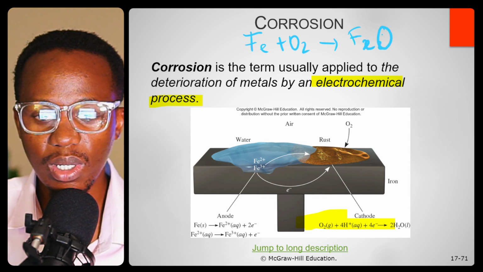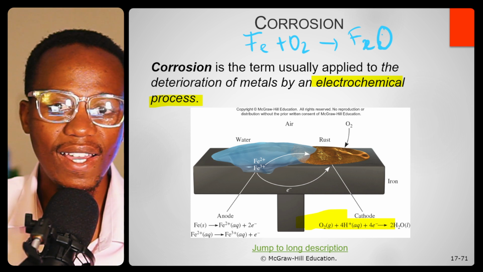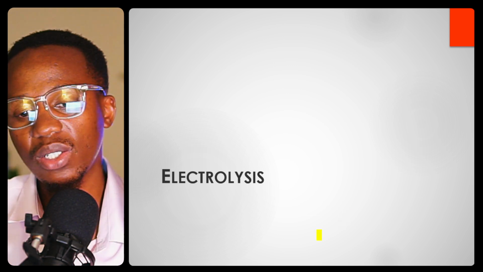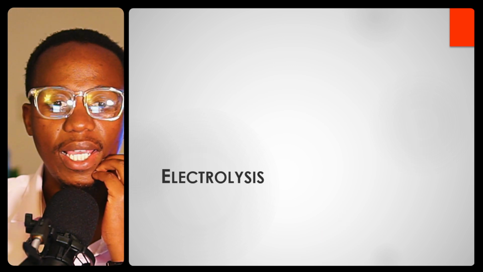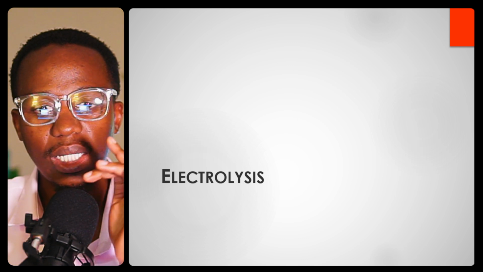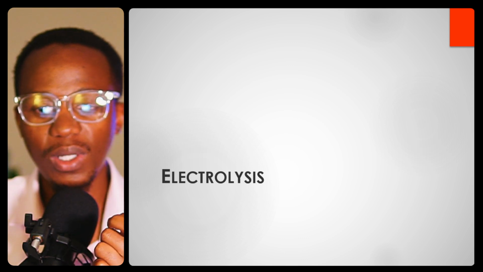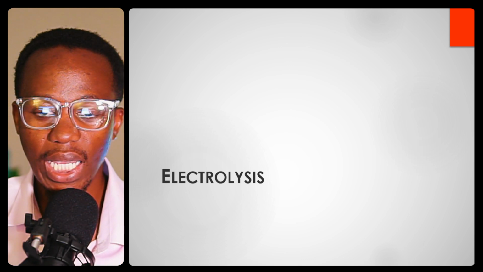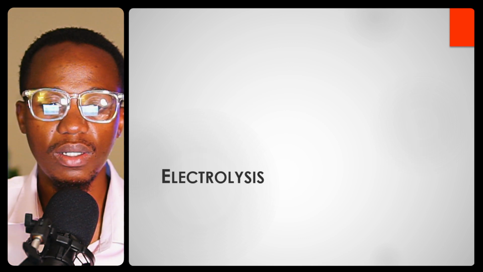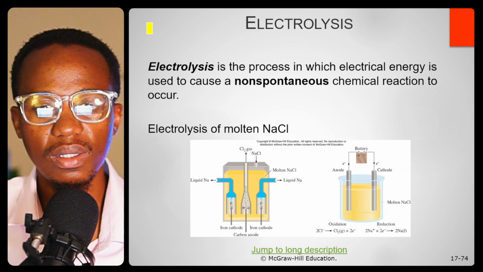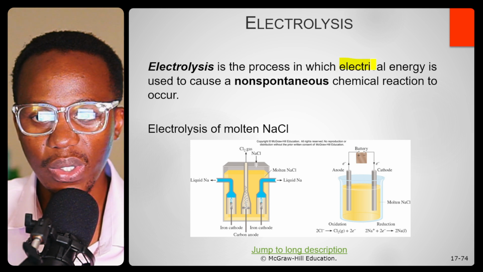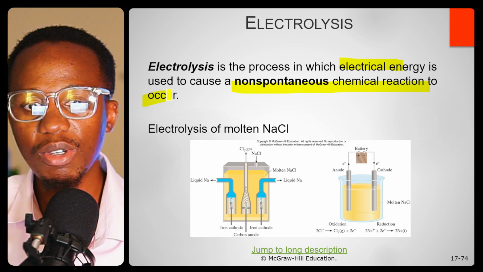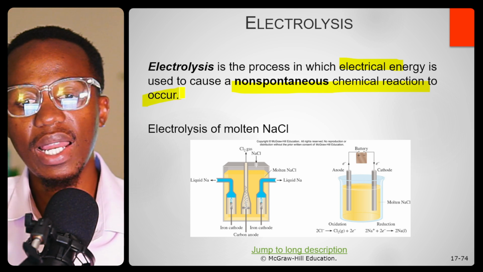And the last thing that I want to talk about is called electrolysis. Now, I love electrolysis because electrolysis is like the opposite of what we were just talking about, right? So a galvanic cell is how we use a chemical reaction to produce electricity, and electrolysis is the opposite. Electrolysis is how we use electricity to drive a chemical reaction that otherwise wouldn't have happened, right? So electrolysis, right, is the process in which electrical energy is used to cause a non-spontaneous chemical reaction to occur. So this is the chemical reaction that otherwise wouldn't have happened, and then we make it happen, right?